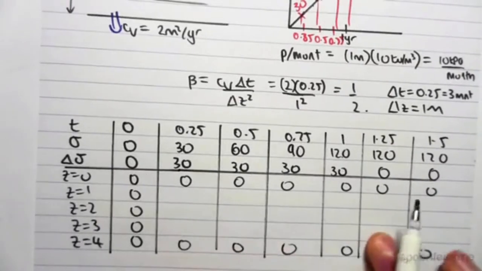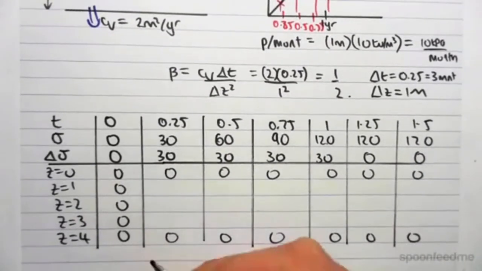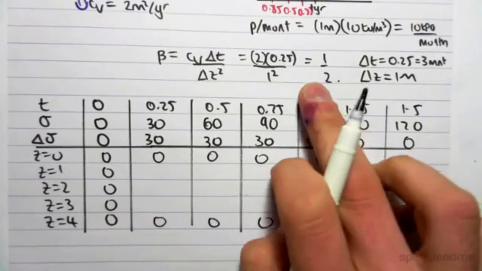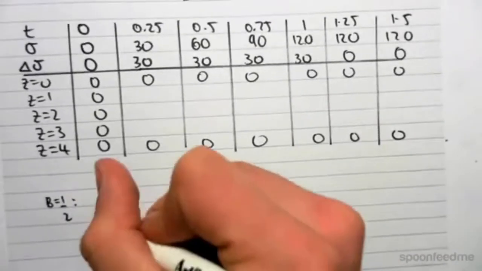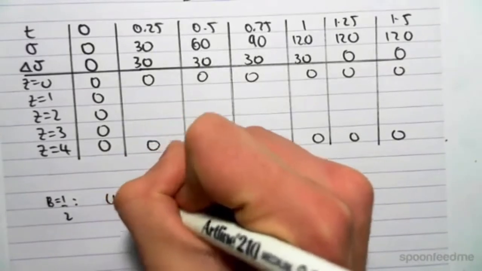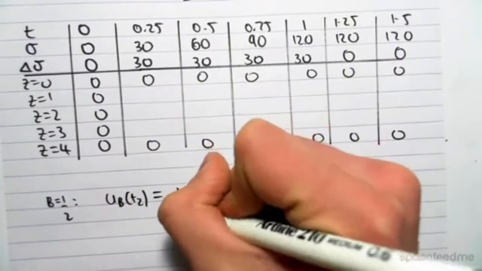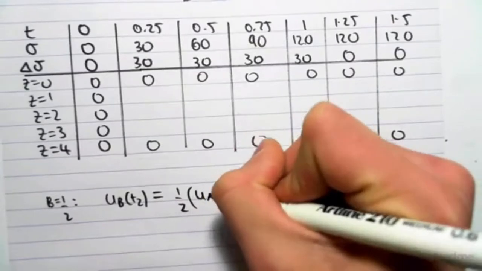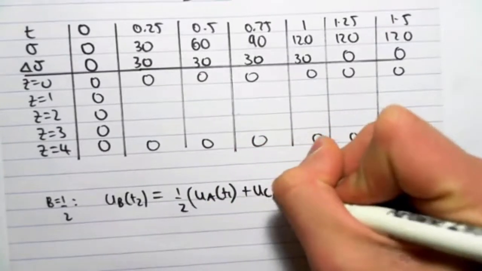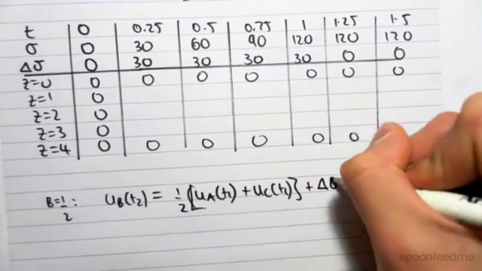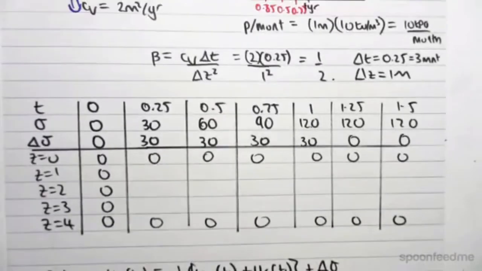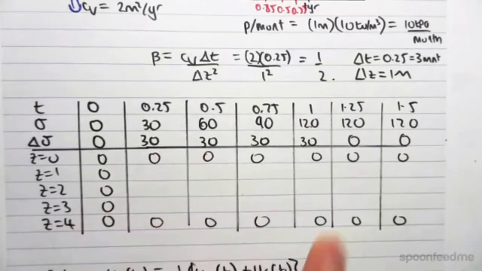So now, based on all this information, we can march our solution forward. We know that this is a case for beta equals a half. So when beta equals a half, the formula we use is UB at time 2 equals 1/2 of (UA at time 1 plus UC at time 1), in brackets, plus the change in stress. And this change in stress is going to be important now because we actually do have changes in stresses.